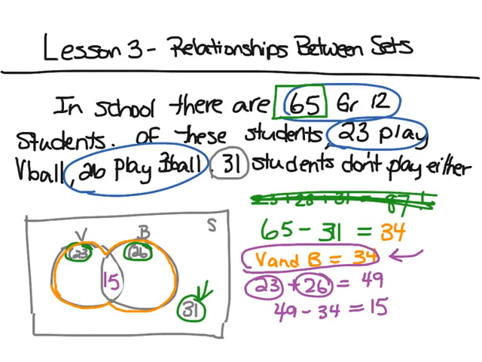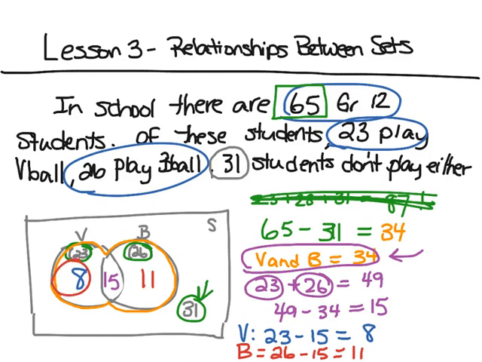So our volleyball section is equal to 23 minus the 15 kids who play both sports, which is 8. So there's 8 kids who play volleyball only. And our basketball is equal to 26 minus 15, which is 11. So there's 11 kids who play basketball only.